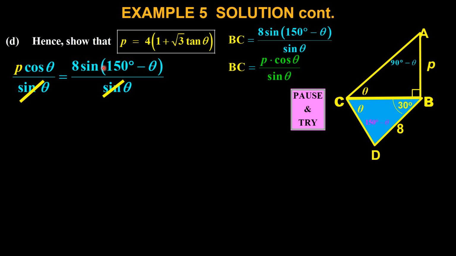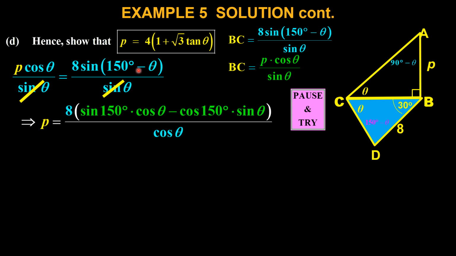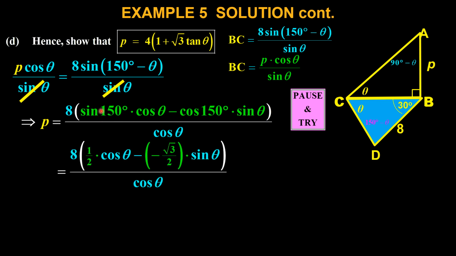But what does this remind you of? That's right, the compound angle expansion for sine. So let's expand that. So that becomes sine 150 cos theta minus cos 150 sine theta. Okay, and that cos theta, if I transpose it, it becomes cos theta on that side. See, there's P times cos theta, so I divide by cos theta. But what do we know about 150? 150 is a special angle. Sine of 150 is a half. Cos of 150 is negative root 3 over 2.